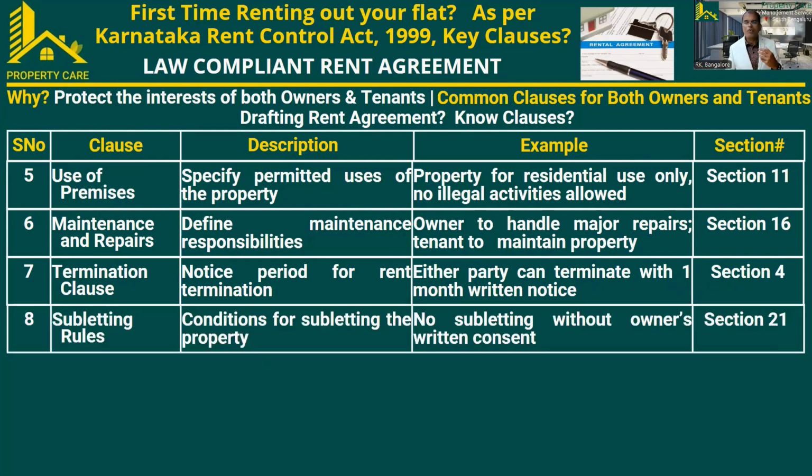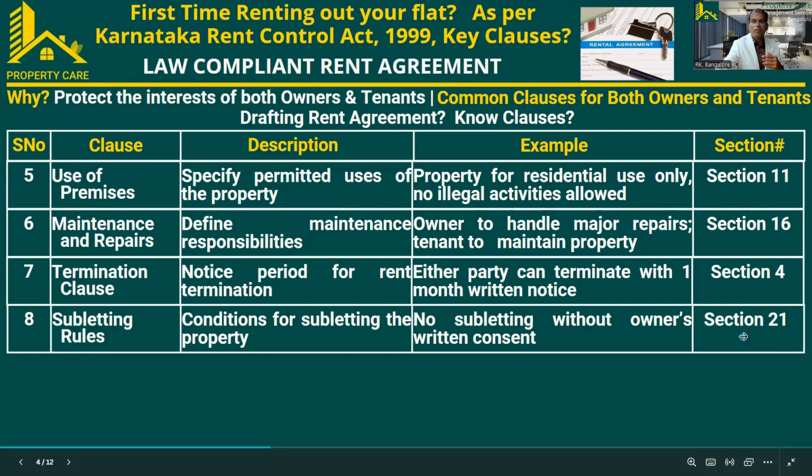And subletting rules. There is no subletting without the owner's written consent. So the owner should allow it if you are subletting to another person. Otherwise, whoever the owner has talked to, they only should live there. If somebody else is living, that should be informed to the owner and make sure that the owner approves that person. Then it makes sense to sublet to that person. This is also section 21.